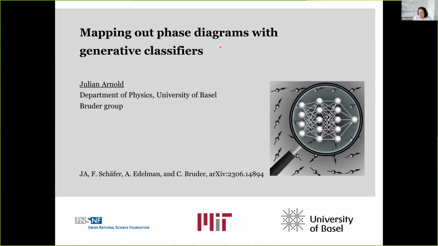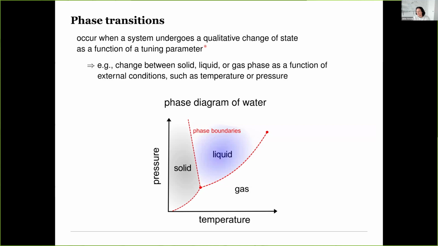Thanks for the introduction and thanks for having me here today. Today I'm going to talk to you about our recent work on mapping out phase diagrams with generative classifiers. Phase transitions are really ubiquitous in nature, and typically in our everyday lives we encounter them as changes between states of matter such as solid, liquid, and gas as a function of external conditions such as temperature and pressure.